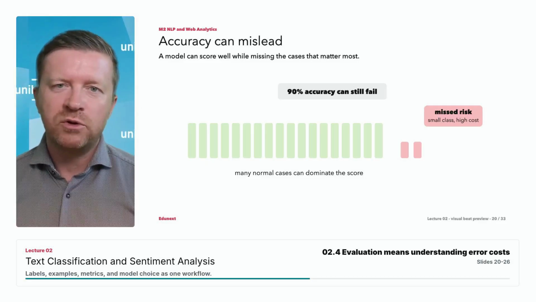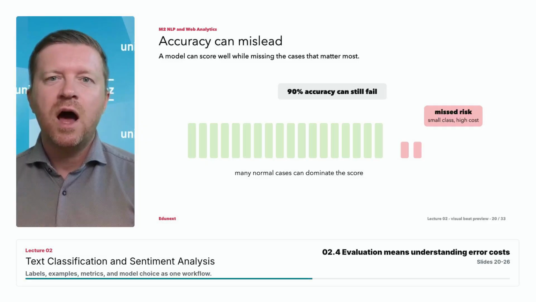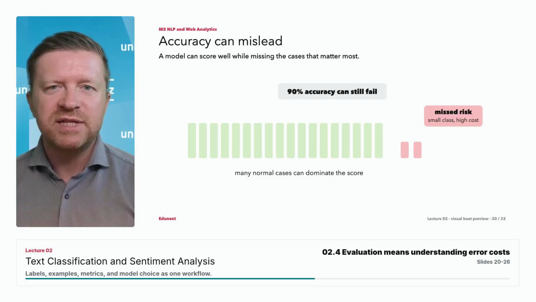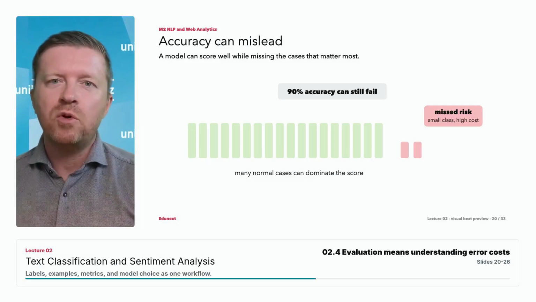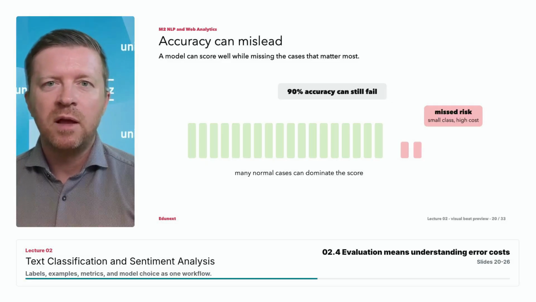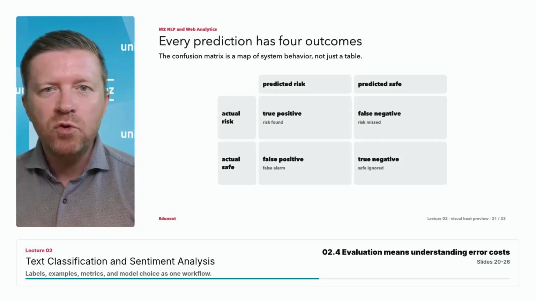Suppose we build a model to detect customers who are likely to churn, and only 10% of customers are actually at risk. A very bad model could predict not at risk for everyone. It would be correct about 90% of the time. The accuracy would look high, but the system would fail at the task we care about. It would not find the customers we need to help. This is why we use the confusion matrix.